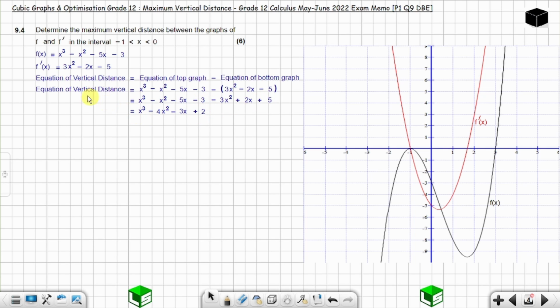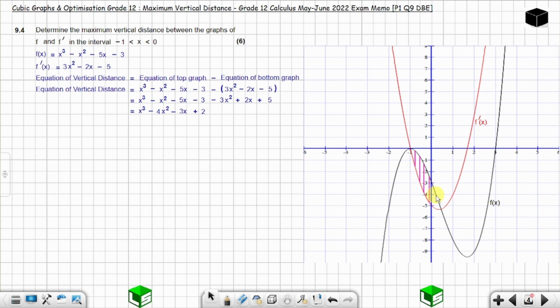Okay, so this is the equation of the vertical distance. You have so many vertical distances on this interval from -1 to 0. You can have this, or this, or this, or this. All these are vertical distances. So you can draw many. I have only 4 of them: 1, 2, 3, 4. You can draw many.